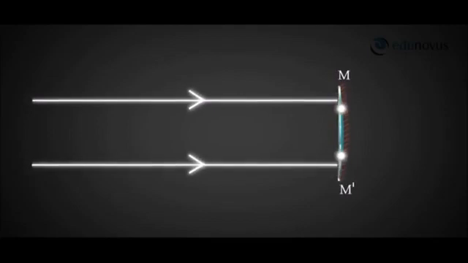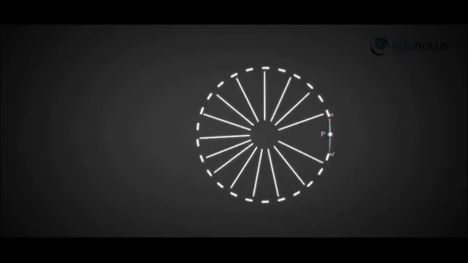The center of the spherical surface of the mirror is called the pole of the mirror. It is denoted by P. The concave mirror is a part of a spherical shell. The center of the spherical shell is called the center of curvature. It is denoted by C.